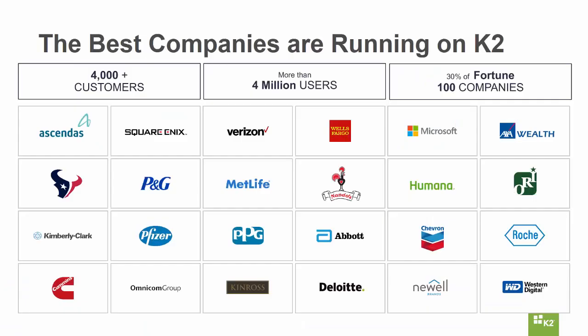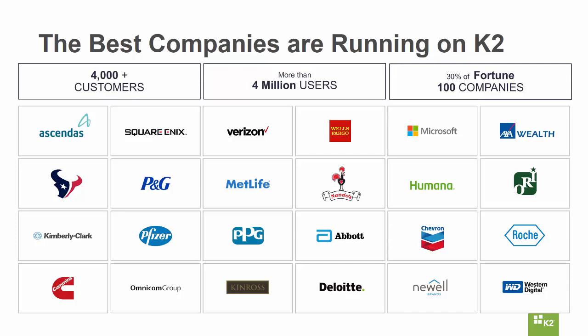Right, so some of the best companies are running K2. We define success by every organization automating almost every process. And we're getting there, right? We see over 4,000 customers running on K2, over 4 million users taking advantage of the platform, and 30% of the Fortune 100 companies running on K2. Again, K2 is for some of the largest, but also the smallest companies, to be able to get value from what you can do with the platform. And we're really excited to see what you can do with it as well.